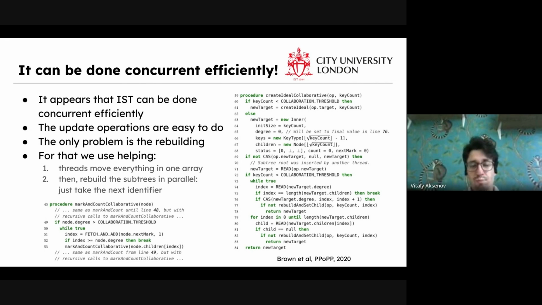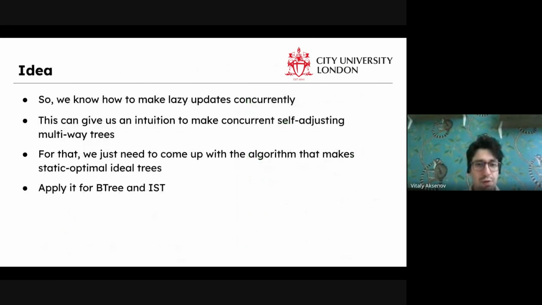It just tries to build some new subtree that is chosen only for this thread. It's a little bit elaborate, but it was implemented and everything was simple. So we know how to make lazy updates concurrently.